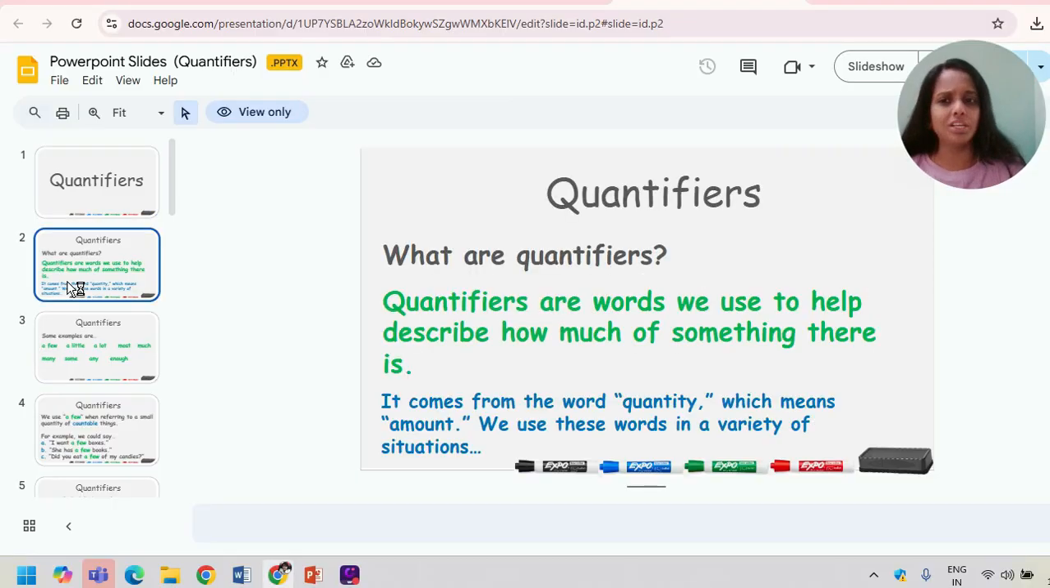Basically, what are quantifiers? They are words that help us describe how much or how many of something there is. They come from the word quantity, which basically means amount. So, anytime you want to talk about amounts, then you are using a quantifier. And guess what? We use these all the time. If you have ever said a few, some, many, most, or enough, you have already used quantifiers, right? Let's take a look at some examples.